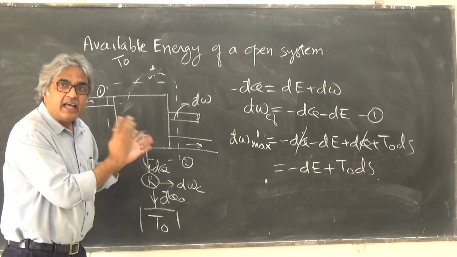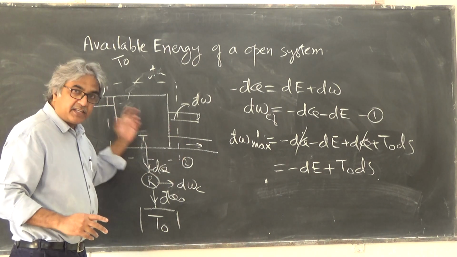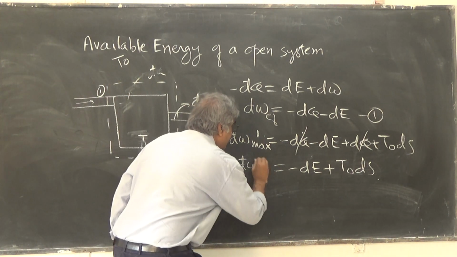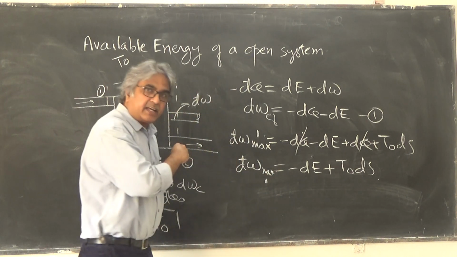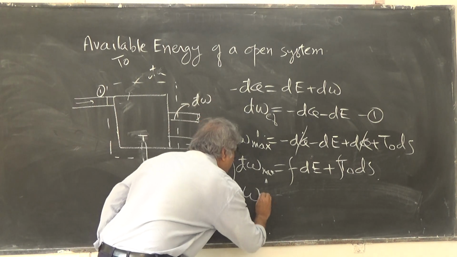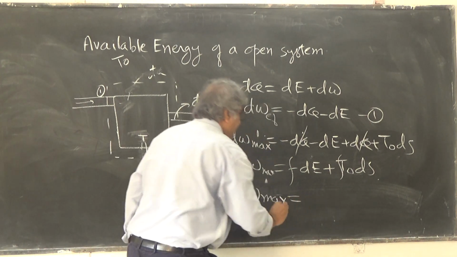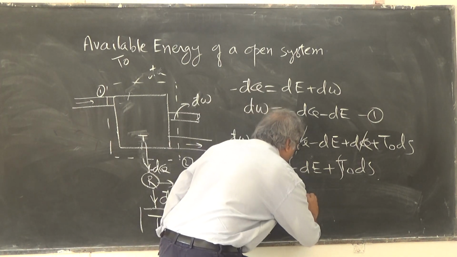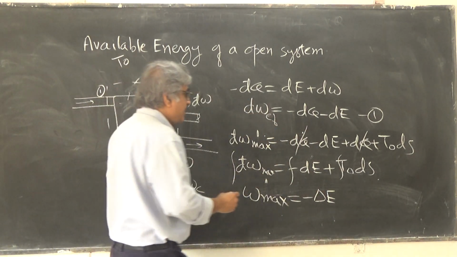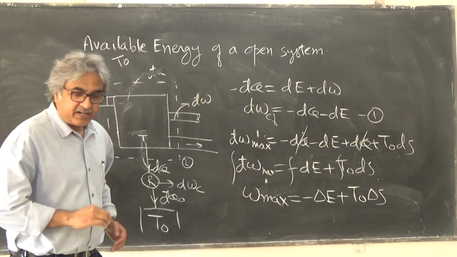Now this minus dE means it is the change in energy between section 2 and section 1, the difference in energy at section 2 and section 1. So dE will be E2 minus E1, so minus dE will be E1 minus E2. So let's say that this is dW max. When we integrate this, we will have W max, maximum work, and this will be minus delta E plus T naught delta S.